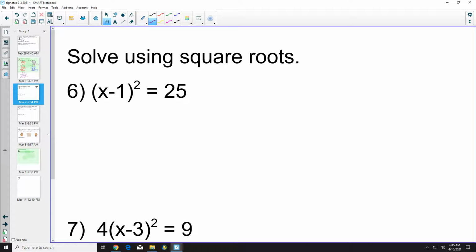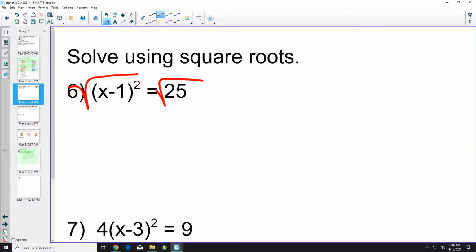All right. Look at number 6. It's a little different. Write (x minus 1) squared equals 25. Okay. Notice that (x minus 1) is squared, so we could take the square root of it. So we do not need to use FOIL to find out what (x minus 1) squared is. We're just going to take the square root of both sides.